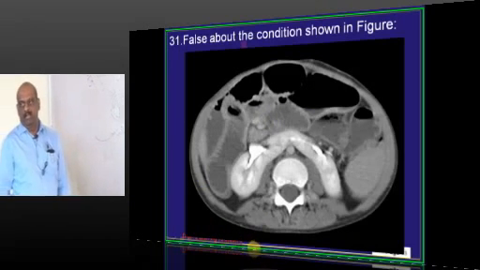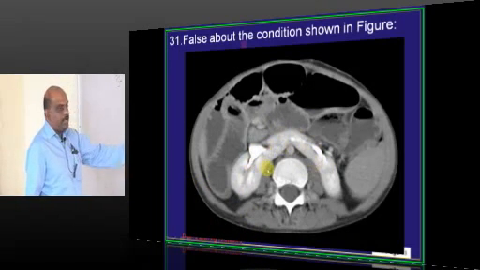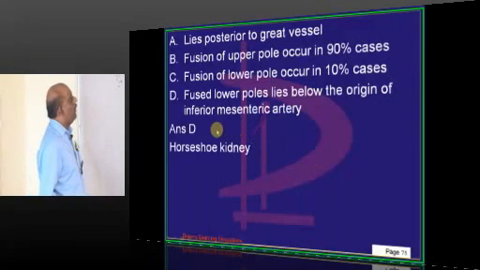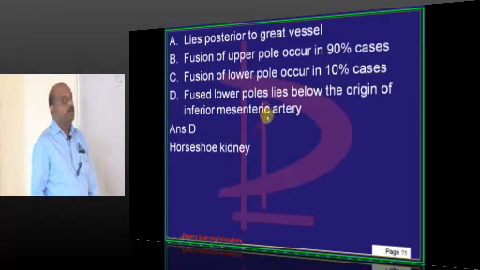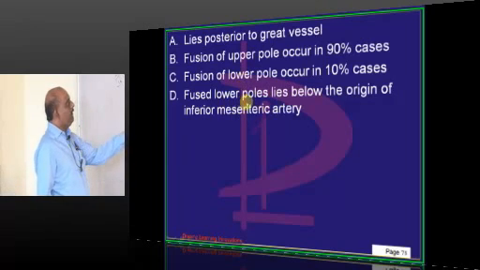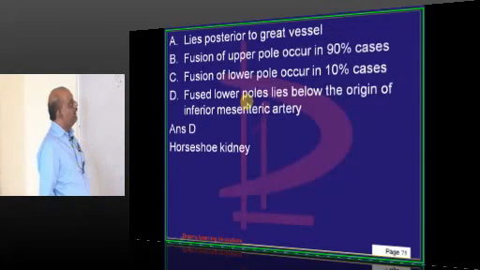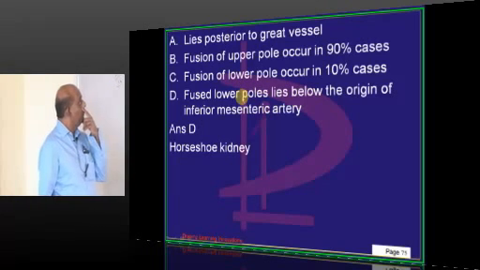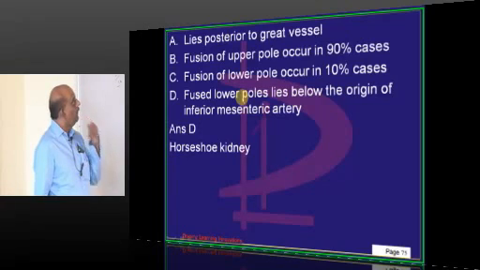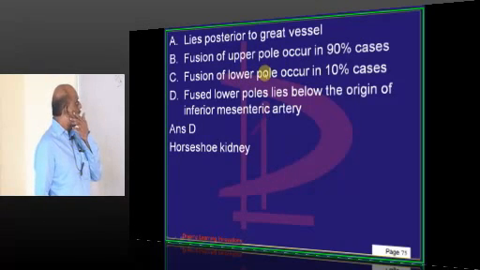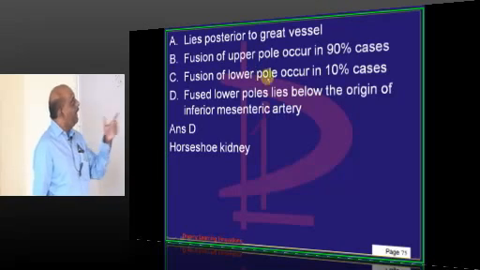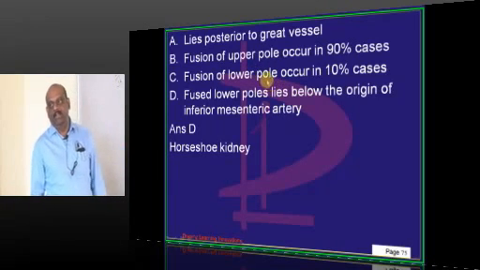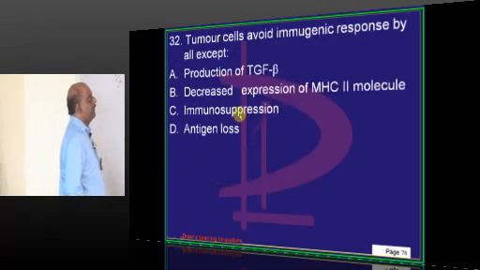So what is this condition? Both the kidneys are joined, and this is called horseshoe kidney. Typically where will the fusion occur? Fusion occurs in the lower pole. Fusion occurs in the upper pole, I will just recheck this answer, we will recheck this answer and update you.